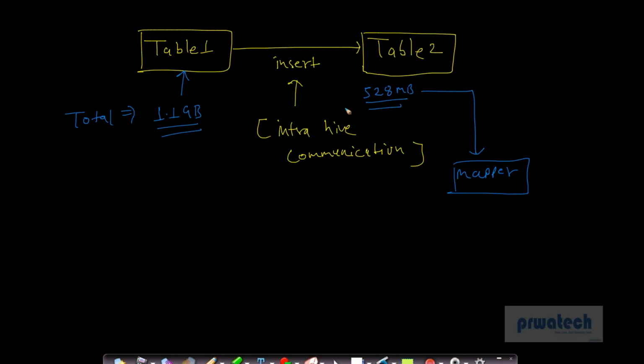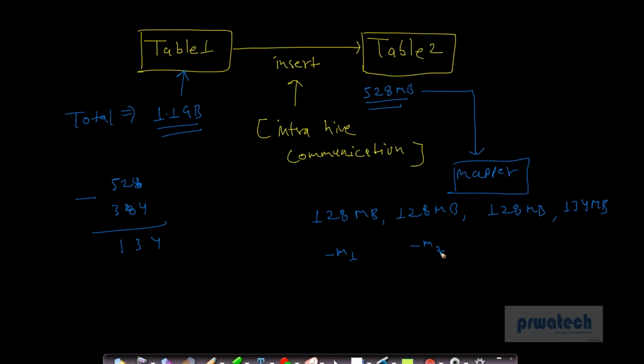So your job is to simplify this when you divide this number by 128. So can I do that? 128 MB, 128 MB, 128 MB. This is how much? 384, and 528 minus 384. If you subtract this value, you get 144, wait, 134. The last entry will have 134 MB. So total number of mappers they're going to create: mapper 1, mapper 2, mapper 3, mapper 4. As in 4 map tasks will be there to perform this.